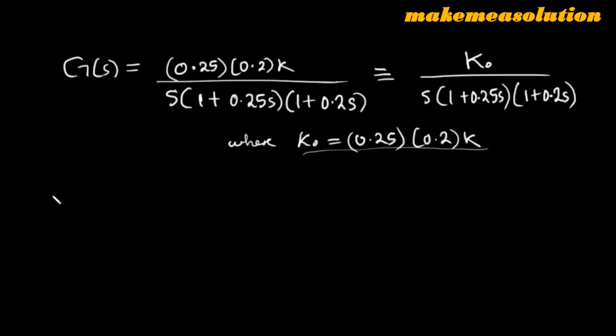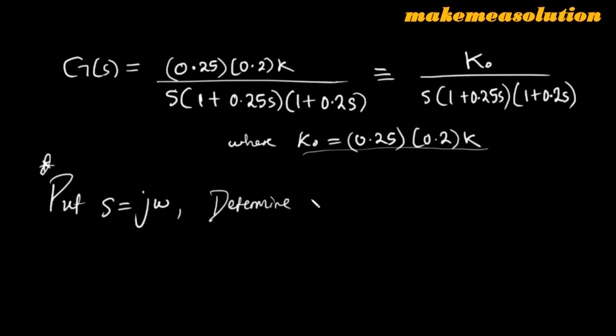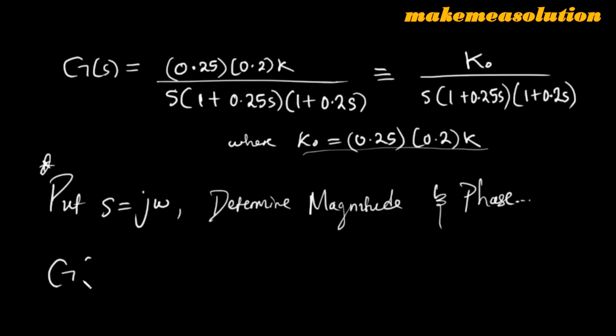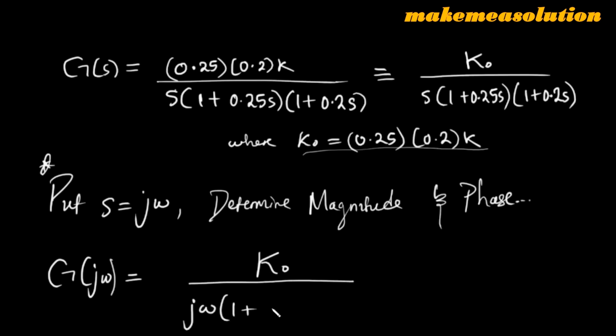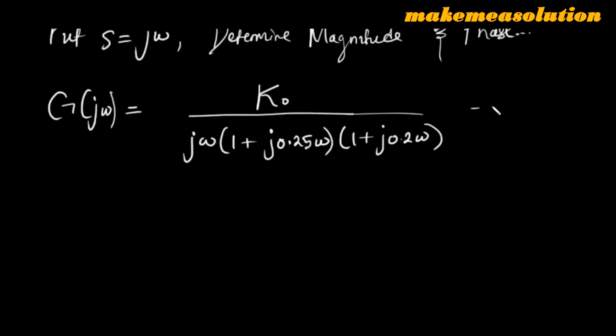Is that okay? Now the next step is to put s equal to j omega, then you determine the magnitude and phase. So putting s equal to j omega, G(j omega) will now become K naught all over j omega, then you now have (1 plus j 0.25 omega) and (1 plus j 0.2 omega), like this. Is that okay? So you can call this equation 1.